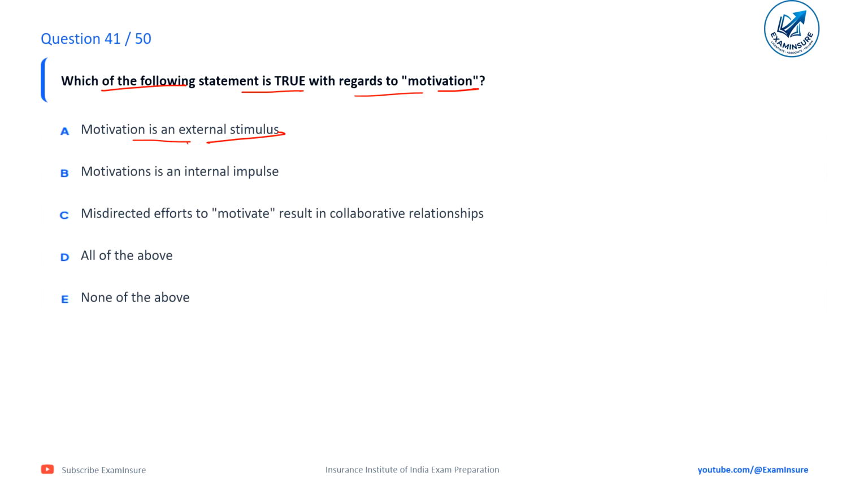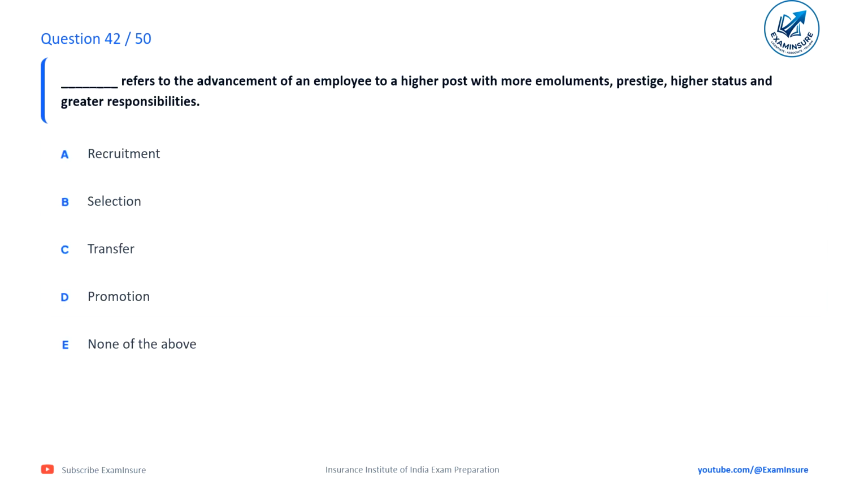Which of the following statements is true with regard to motivation? Motivation is an external stimulus. Motivation is the internal impulse. Misdirected effort to motivate results in the collaborative relationship. All of the above or none of the above. So the correct answer is motivation is an internal impulse.